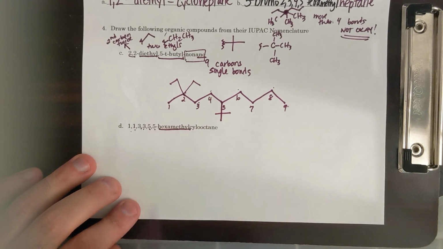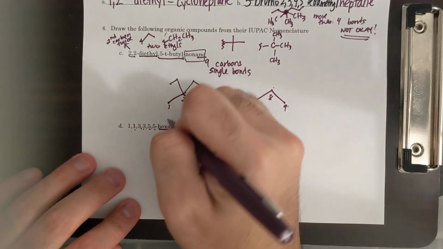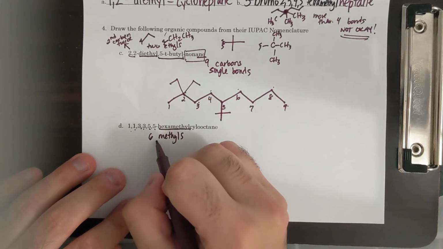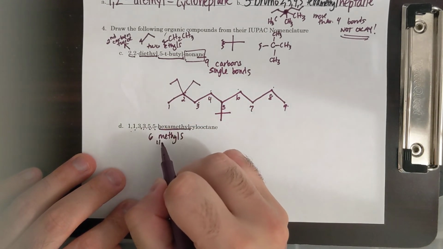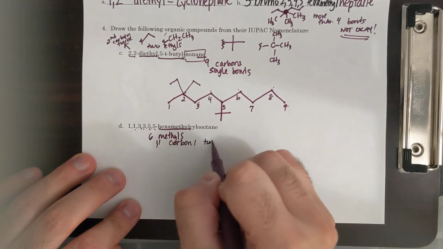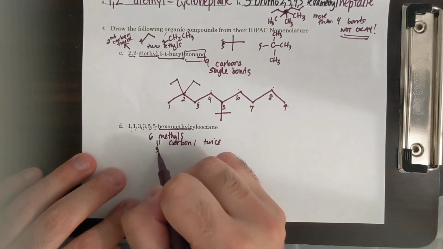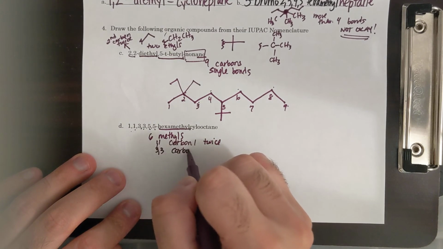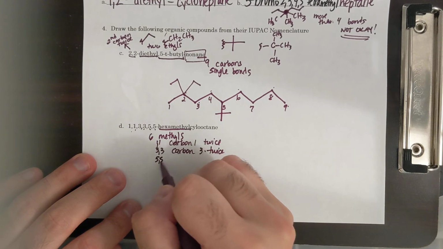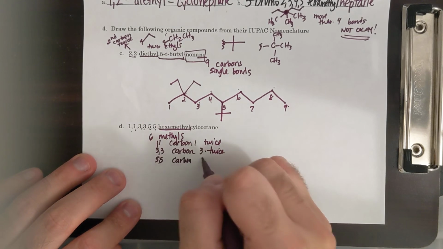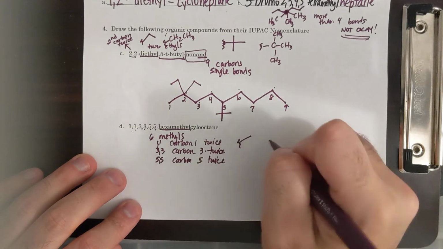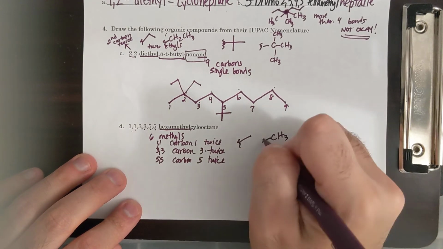And then finally, the last one is 1,1,3,3,5,5-hexamethylcyclooctane. Hexamethyl means I have 6 methyls, and they're located on 1,1. They're located on carbon number 1 twice. They're located on 3,3, which means carbon 3 twice, and then 5,5, which means carbon 5 twice. And a methyl group looks like this. It looks like a straight line or a CH3.